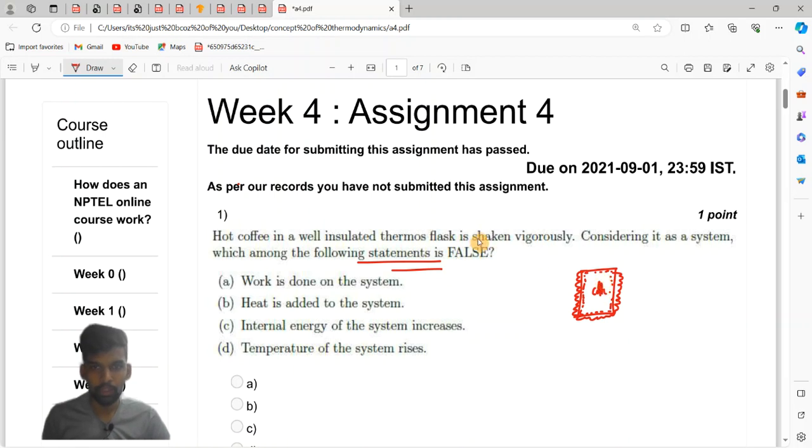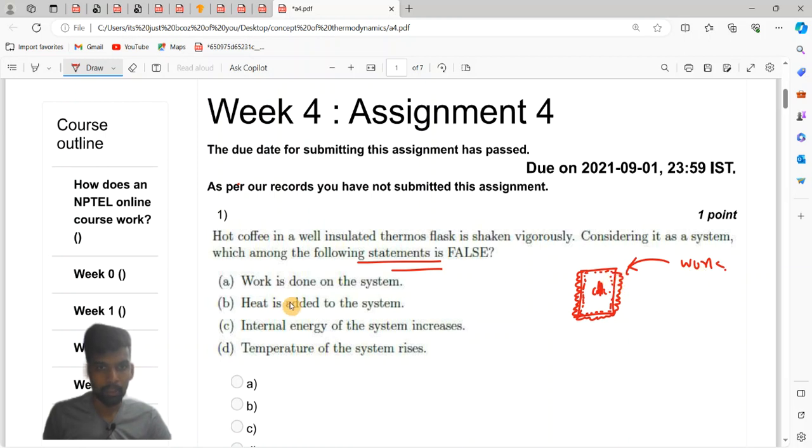So what we have is a well insulated thermoflask and we are shaking it. So some external agent is doing some work on it, and shaking is one kind of work for this kind of system. So work is done on the system and heat is added to the system. They have asked which statement is false. Work is done on the system, this is true. That means some external agent is doing work on this system.